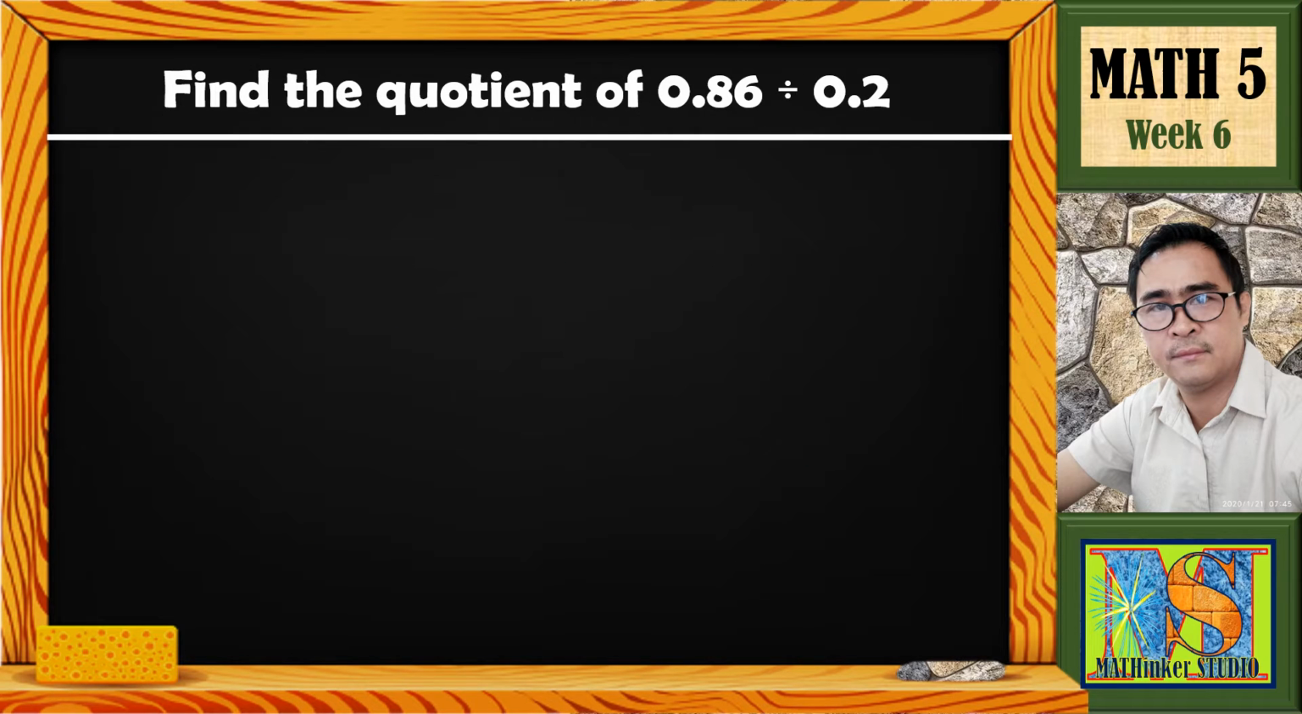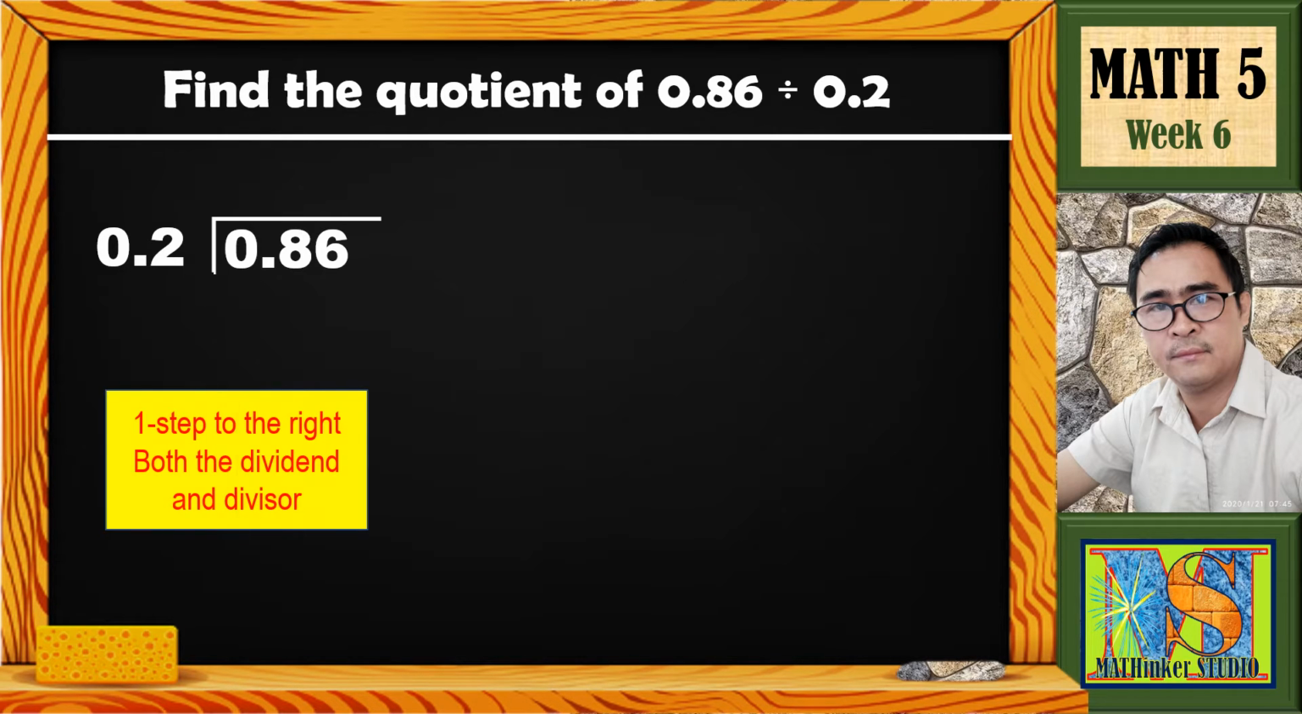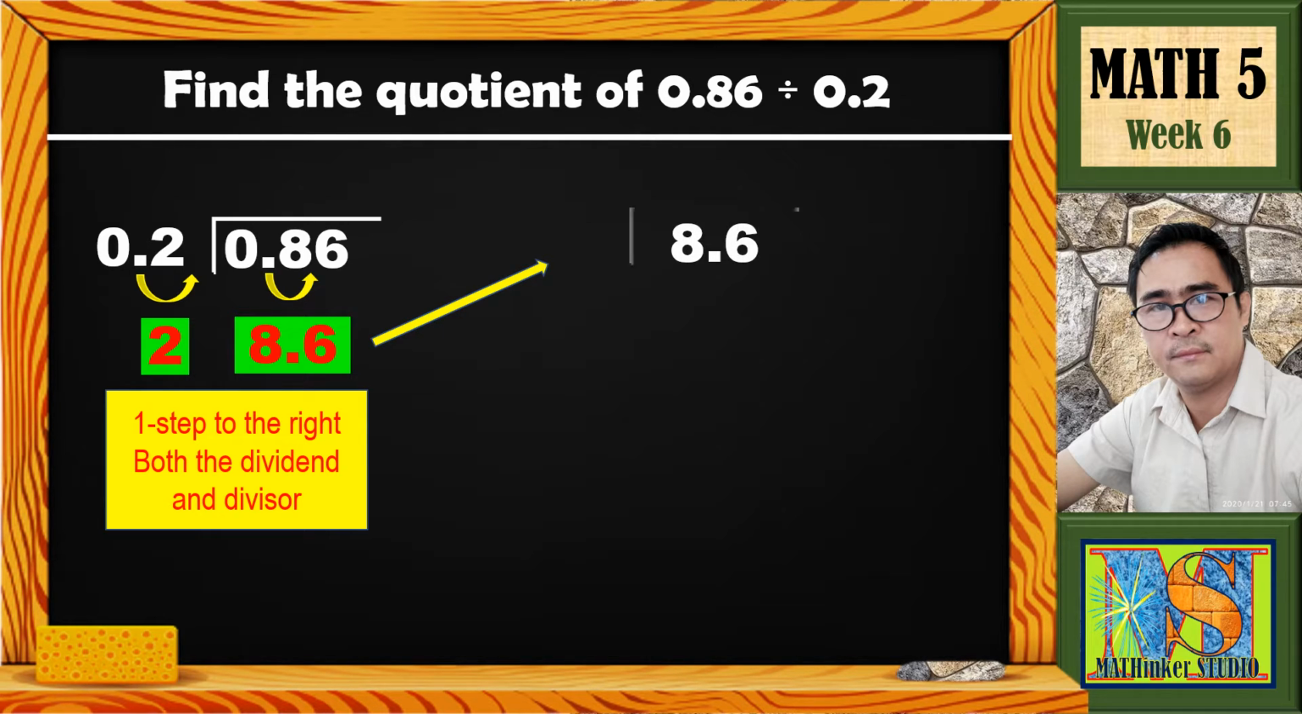Next example, find the quotient of 86 hundredths divided by 2 tenths. So, isulat natin ng ganito. I-move natin ang decimal point ng ating divisor ng isang beses papunta sa kanan. So, ngayon, ang ating divisor ay 2. I-move din natin ang decimal point ng ating dividend ng isang beses. Kaya ito ay naging 8 and 6 tenths. Ngayon, i-divide natin. 8 and 6 tenths divided by 2. Yung decimal point muna, para hindi tayo malito.